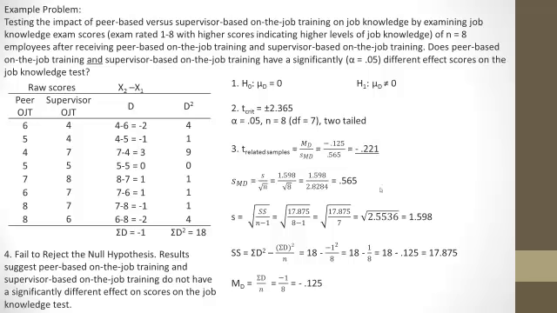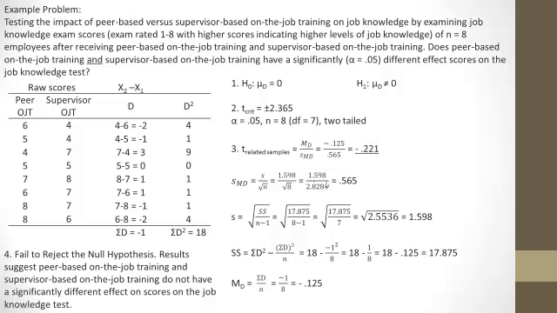So standard deviation, we just found 1.598, divided by the square root of the sample size, 8. Do all that math, and you end up with 0.565. So on average, just due to chance, we would expect about a 0.565 difference between supervisor and peer based on the job training, even if peer based and supervisor based on the job training have no real difference in terms of their effect on job knowledge.